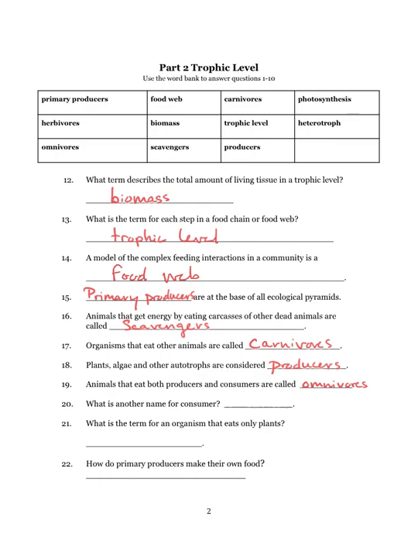And that is heterotroph. So heterotrophs have to obtain their energy from other organisms. They are unable to do photosynthesis and obtain energy directly from the sun. And then number 21 says, what is the term for an organism that eats only plants? Those are herbivores. So herbivores are strictly animals that eat plant matter. They don't eat other animals. Number 22 says, how do primary producers make their own food? And that is through photosynthesis. So that's the name for the process where plants collect energy from the sun and convert it to chemical energy.